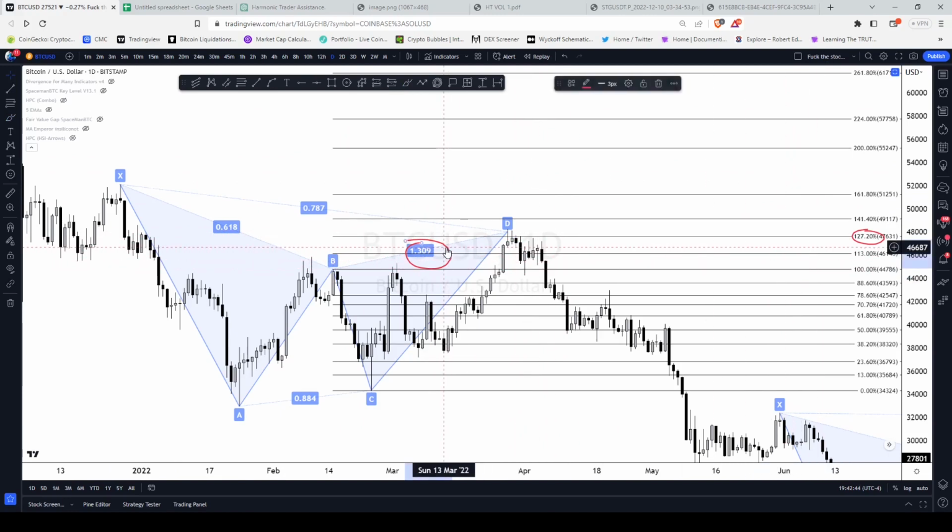So think of them as percent moves. Those are your Fibonacci ratios. 0.5 is 50%. Pretty simple. So if you go up and down and you only retraced 50% of that move, you'd be looking for a bat pattern.